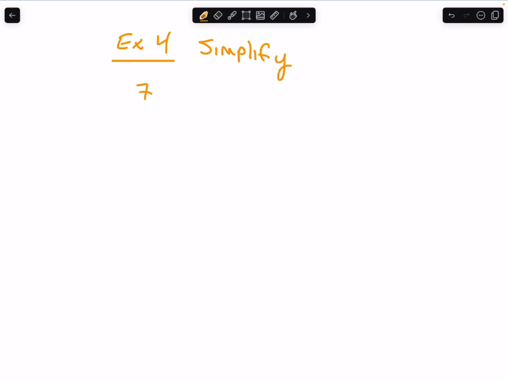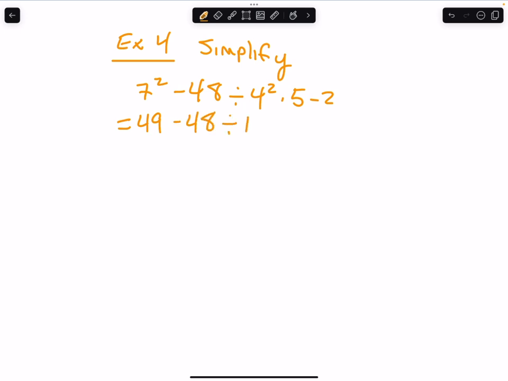This time we have 7 squared minus 48 divided by 4 squared times 5 minus 2. So again, first question we need to ask, are there any grouping symbols? Do we have any parentheses or brackets? The answer in this case is no. Then we need to ask if we have any exponential expressions. We have 7 squared and 4 squared, so we can deal with those. 7 squared is 49. Just copy down everything else. 4 squared is 16 times 5 minus 2.